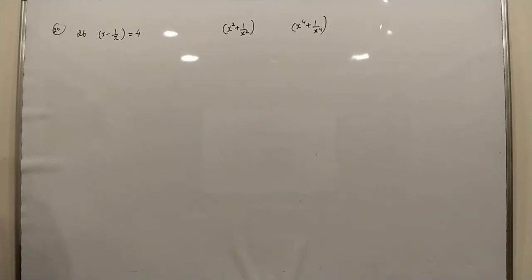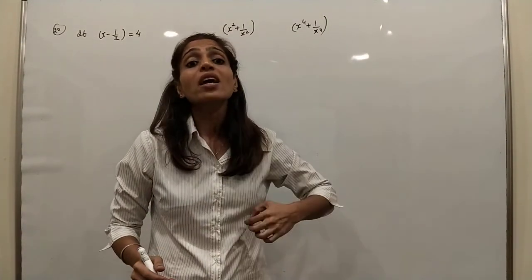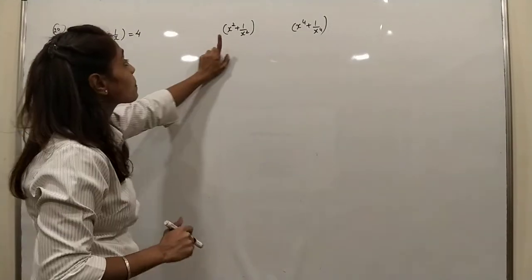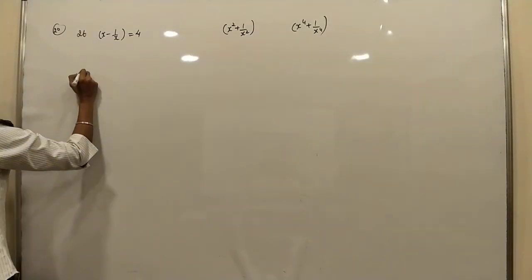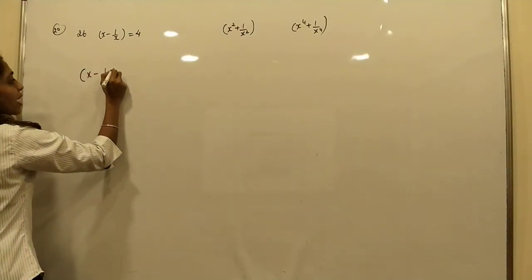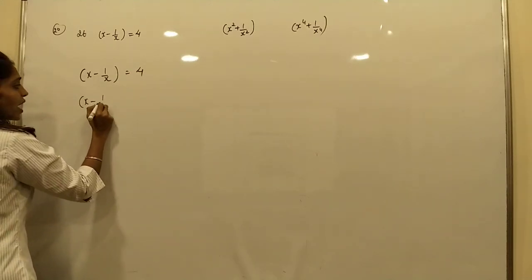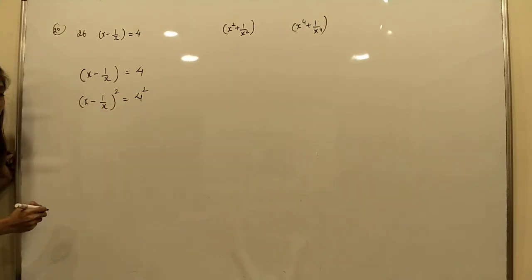Now as I told you, we will start with the lesser power. The lesser power is 2 and 1. So x minus 1 upon x equals 4. Squaring on both the sides, x minus 1 upon x the whole square is equal to 4 the whole square.